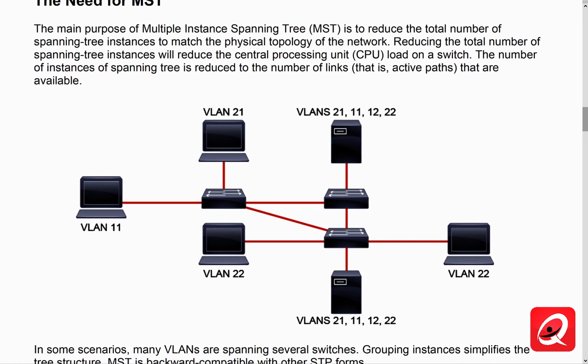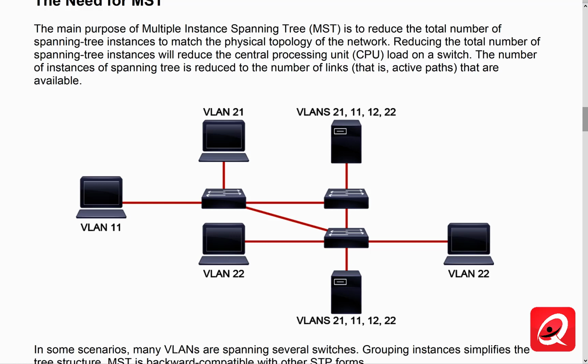Multiple spanning tree or multi-instance spanning tree, depending on who you ask, or 802.1s, which is the IEEE variation of multiple spanning tree, provides us the ability to add efficiency to a per VLAN spanning tree domain. So let's say, for example, in this particular topology, we have VLANs 21, 11, 12, and 22. Without multiple spanning tree enabled, even if we're running rapid per VLAN spanning tree, we are going to have 5 instances, because VLAN 1 would be included as well, 5 different instances of spanning tree running in this topology. All right.